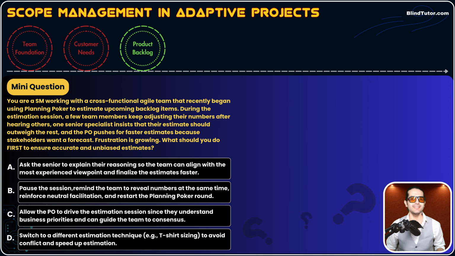And option D, switch to a different estimation technique. Option D is not trying to resolve this current problem. Option D is removing the question entirely, like ignoring the question. It says, okay, switch the technique. No, there is a problem with this planning poker session. Try to resolve that session.